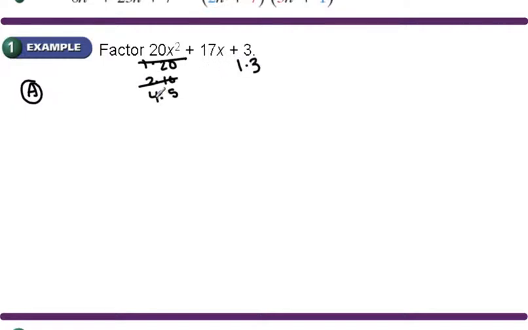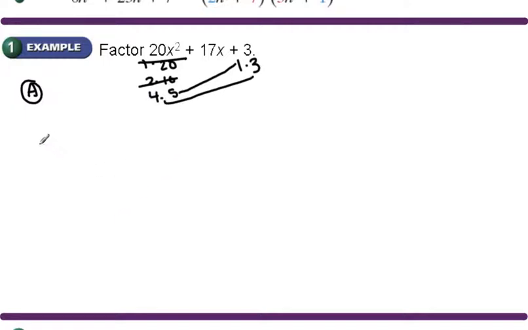Nope. 4 times 1 is 4, 5 times 3 is 15, 4 plus 15 is 19. Not working. 5 times 1 is 5, 4 times 3 is 12, 5 plus 12 is 17. There we go. So 5 goes with 1, and 4 goes with 3.